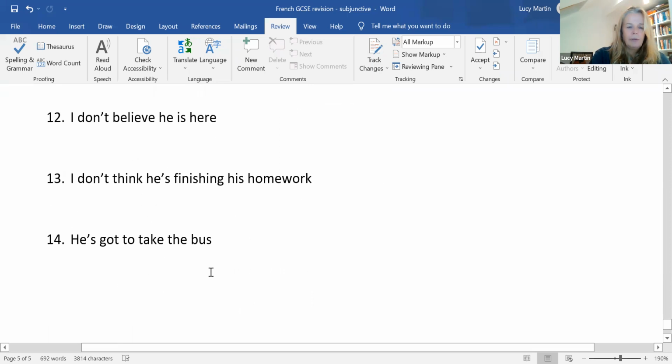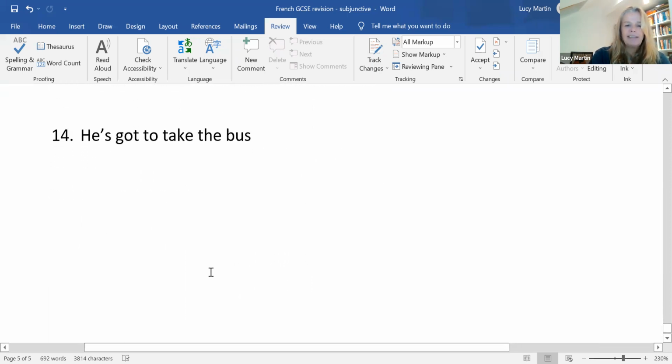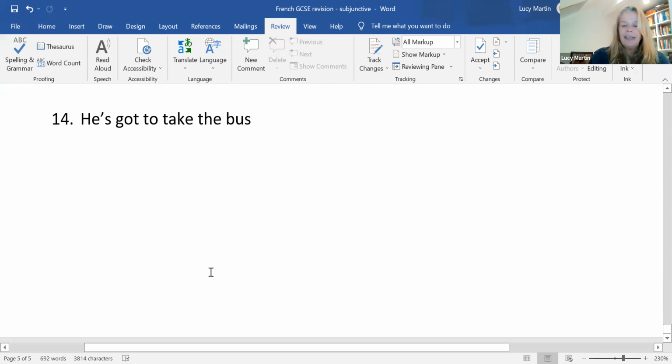And now we're going to go right down to number 14 because we're running out of time. He's got to take the bus. Il faut qu'il prenne le bus. So to recap, with the subjunctive, you've got four main situations: necessity, wanting someone to do something, emotion about it, and not thinking, negative thinking. Plus, on top of that, you've got three little phrases that we looked at: bien que, meaning although, pour que, in order that, and sans que, without.